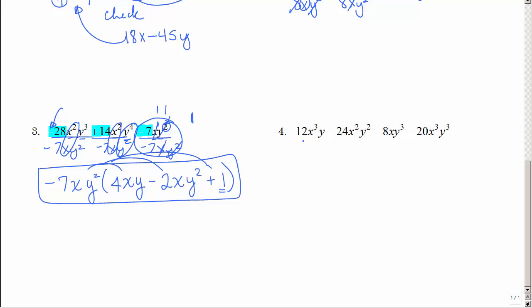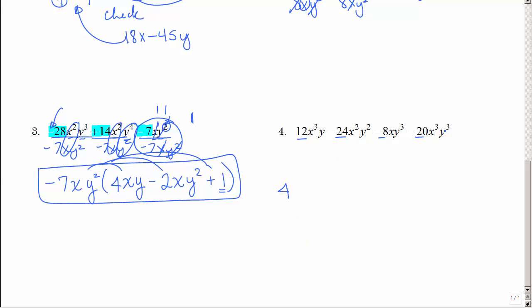Let's look at the next one. 12, 24, 8, and 20. Are they all divisible by something? Well, I know they're even, so they're divisible by 2. What's the next number? 4? Does 4 divide all of them? What about 6? No, 6 doesn't go into 8, 6 doesn't go into 20. So I think 4 is the biggest number.